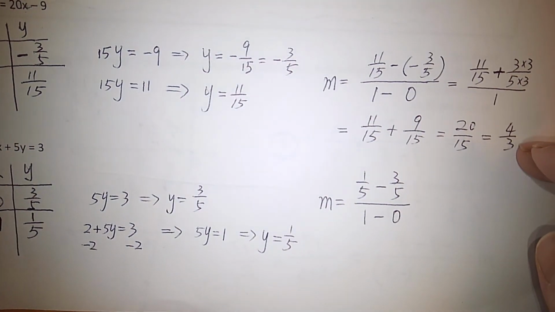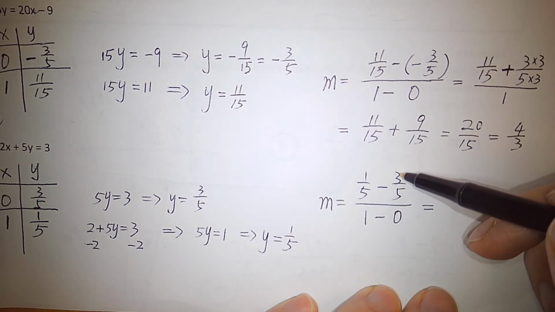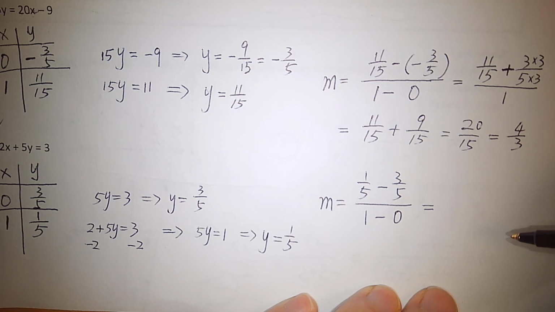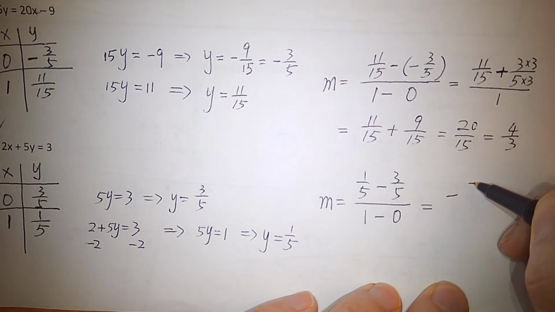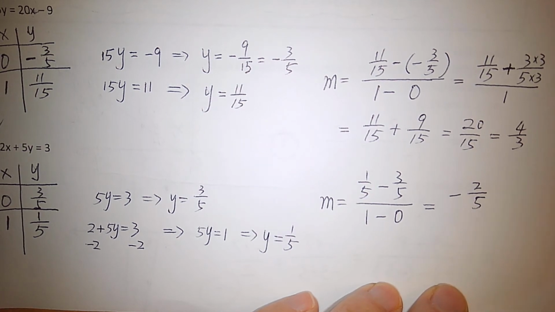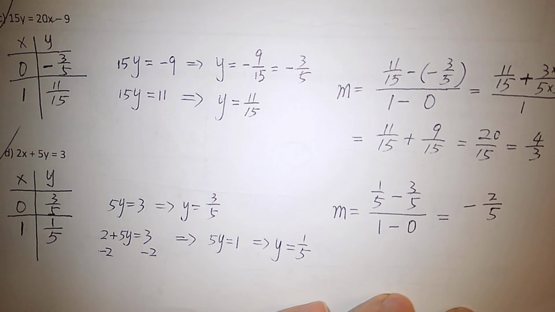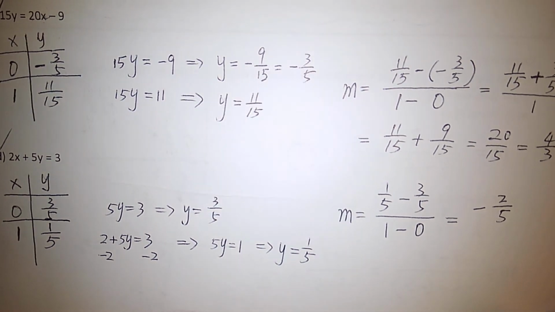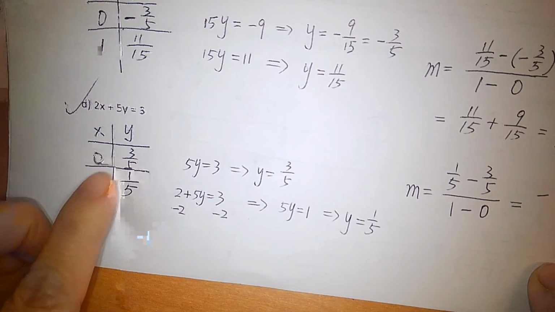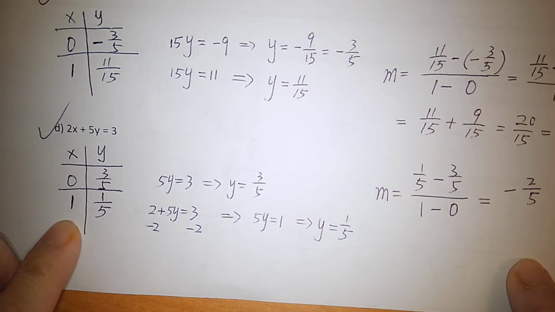So, let's see what we have here. 1/5 minus 3/5 is negative 2/5. Divided by 1, I skip it. So eventually the slope equals negative 2/5. If you want to check, everybody, you can always draw the 2 points, look at the 2 points, and then draw a straight line if you want to.